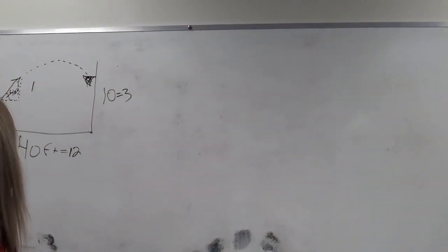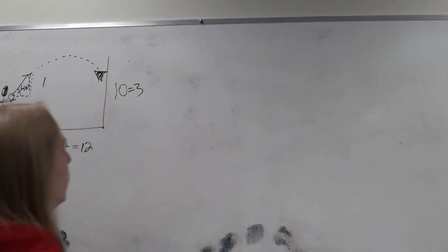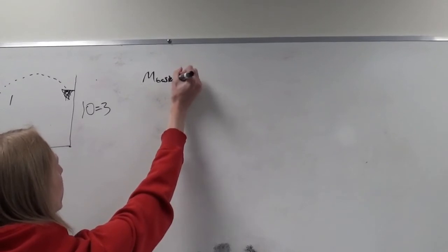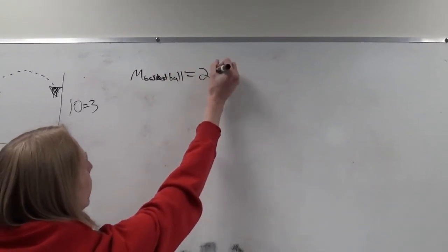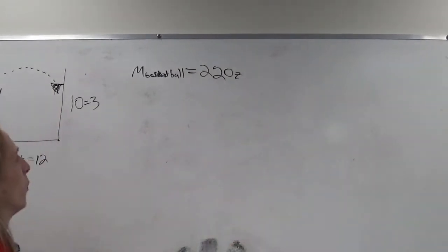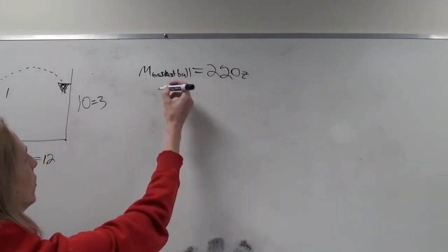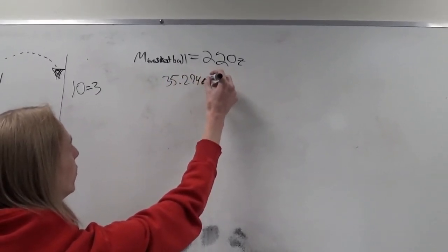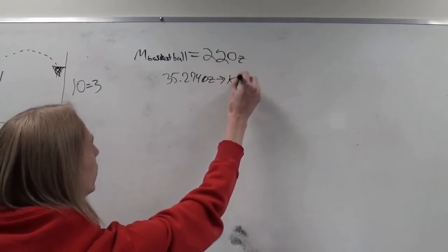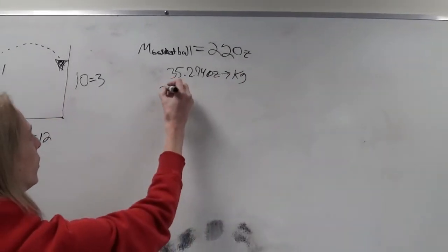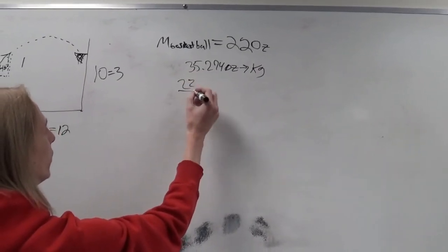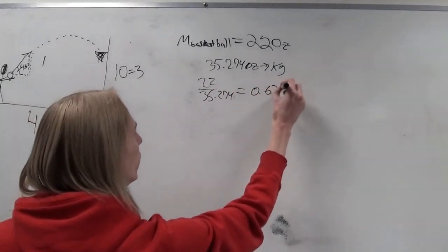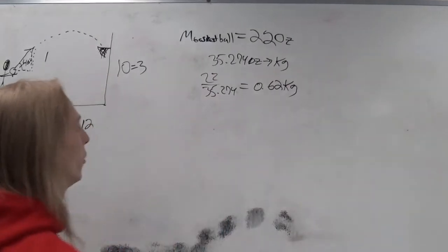Alright, now we're going to try to find the momentum of the basketball. But in order to get the momentum, we need to find the mass. And we already know that the basketball has a mass of 22 ounces. But ounces don't help me at all, so I'm going to convert this to kilograms. But I know that there's 35.274 ounces in a kilogram. So let's convert 22 ounces to kilograms. We got 22 divided by 35.274 is equal to 0.62 kilograms. And that is the mass of the basketball.